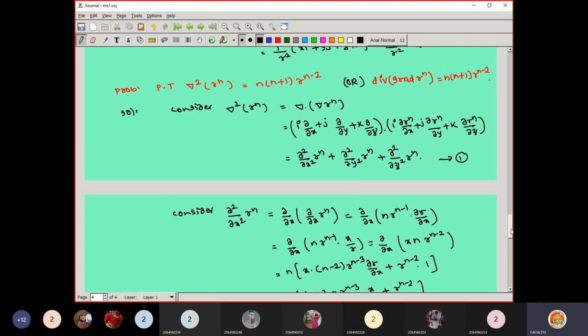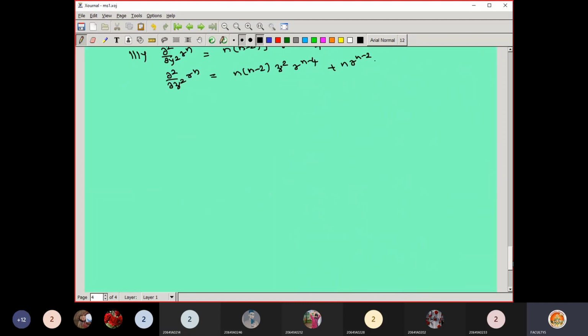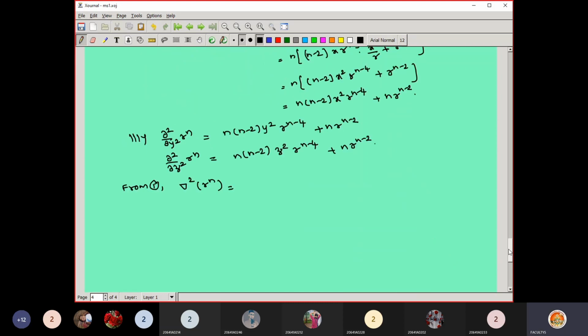So once you get all the values, you need not calculate for the remaining. Now I am directly substituting in equation number 1. So from equation 1, del square of r power n is equal to dou square by dou x square of r power n. So that value you are just adding here. For the first value I am just writing here n minus 2, it is x square r power n minus 4 plus n r power n minus 2. This is for the first one.